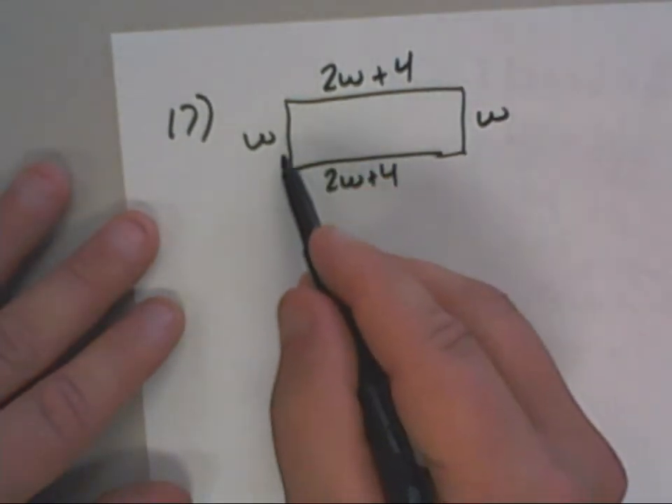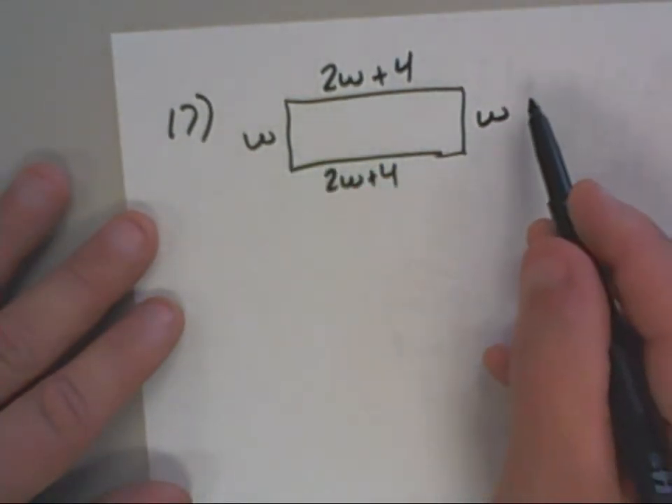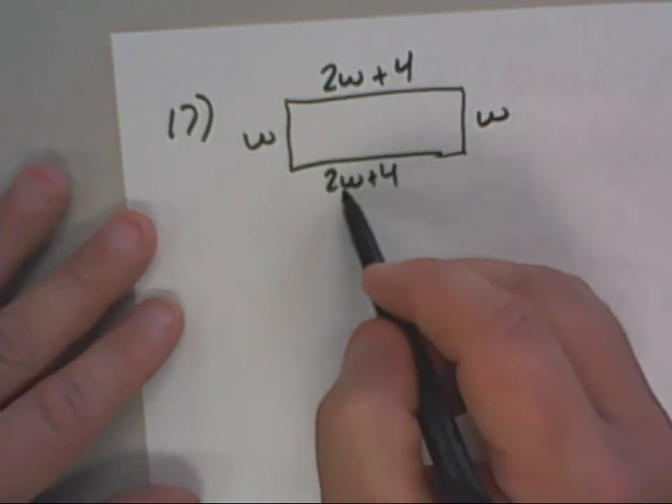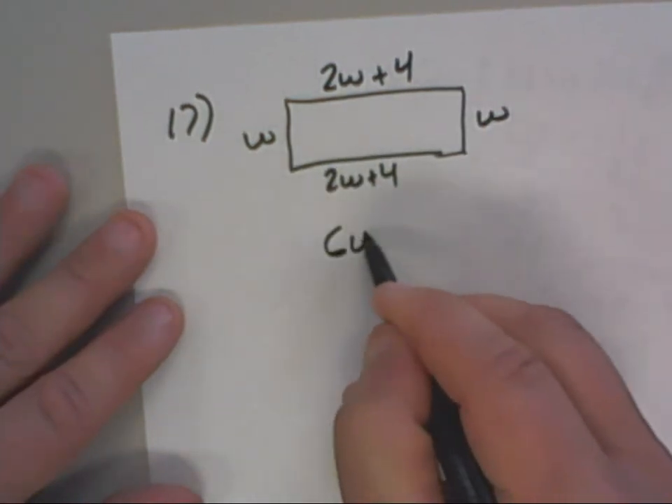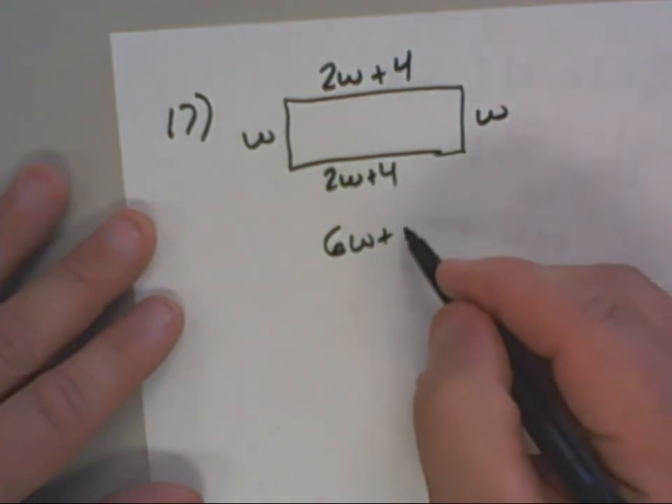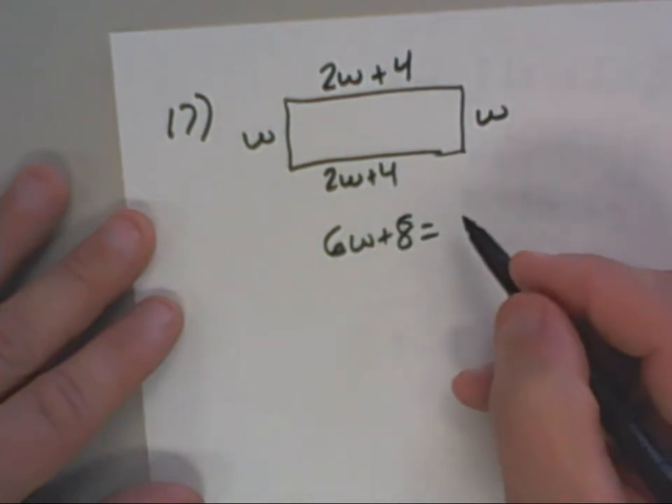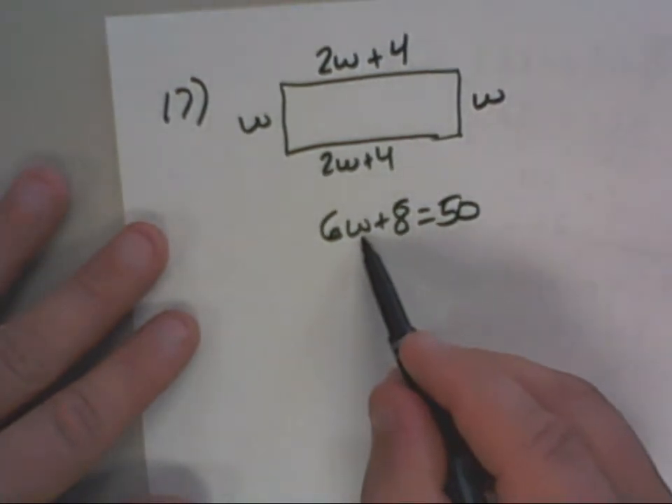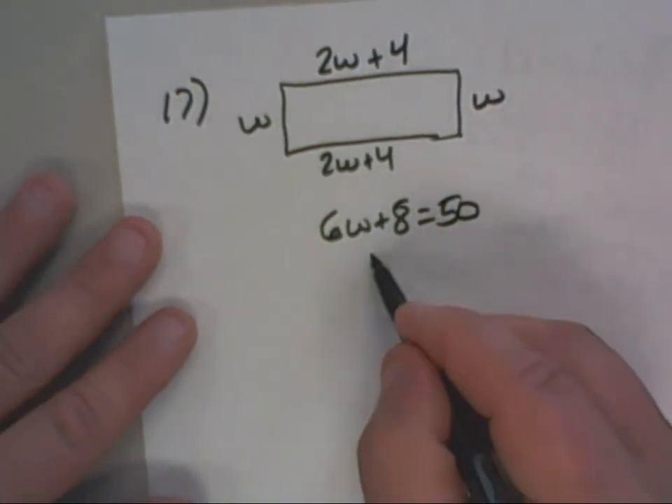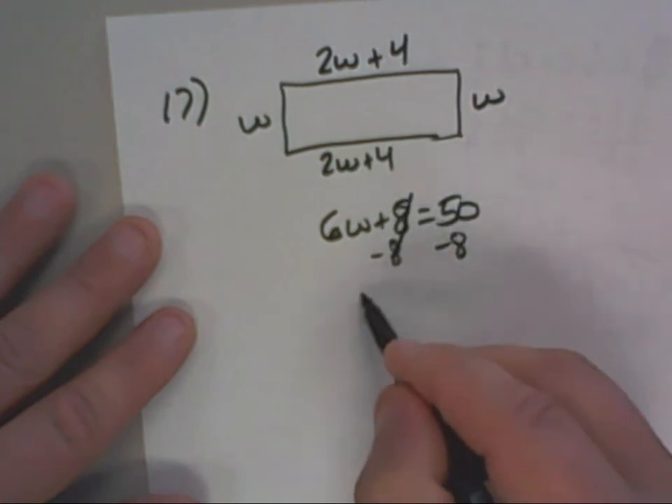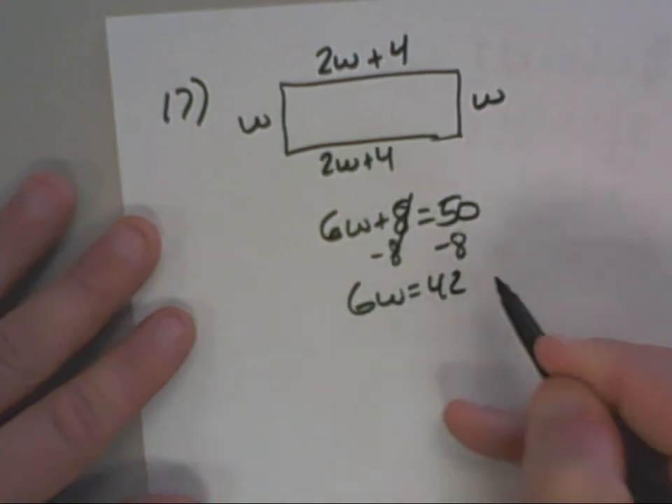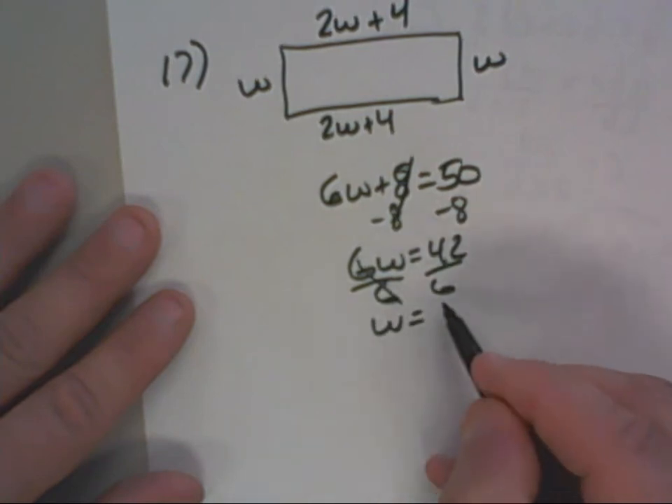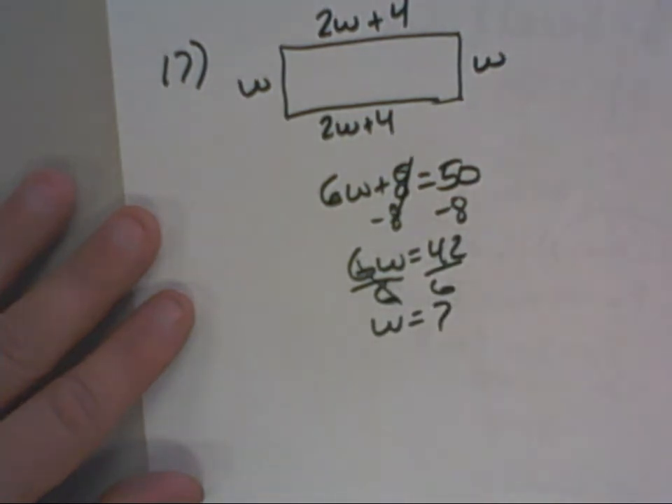Well, to find the perimeter, you add up all the sides. So when I add up all 4 of these sides, I'll have 6W, plus 4 and plus 4 is plus 8, equals 50. And now I can solve this to figure out what the width is, what W is. I'll subtract 8 from both sides, so 6W is 42. And if we divide both sides by 6, the width of this rectangle is 7.